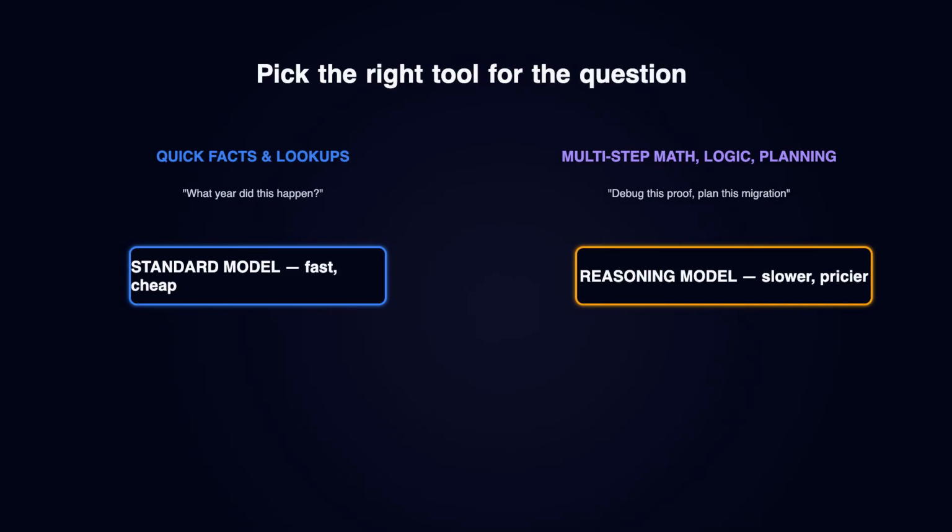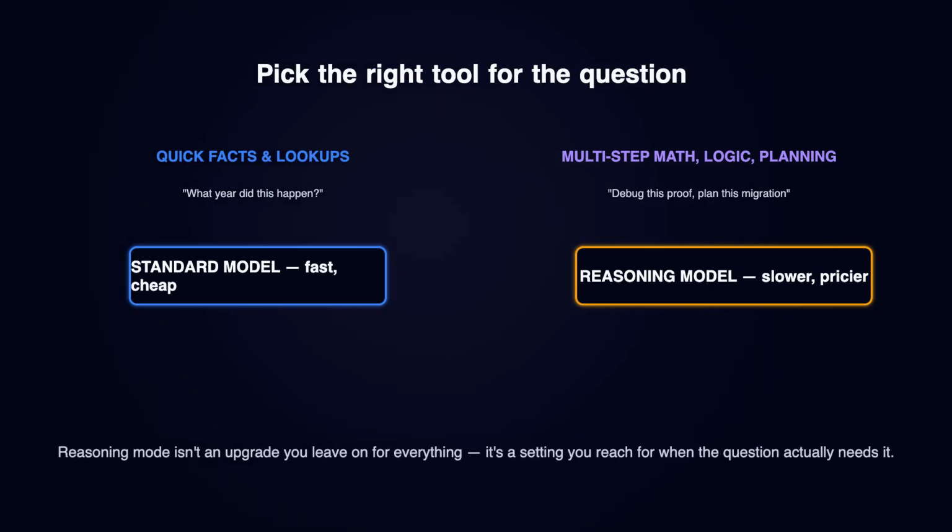So which one should answer your question? For quick facts and lookups, what year did this happen? A standard model is faster, cheaper, and just as good. For multi-step math, logic, or planning, debugging a proof, working through a migration, a reasoning model's extra time is worth paying for. Reasoning mode isn't an upgrade you leave on for everything. It's a setting you reach for when the question actually needs it.